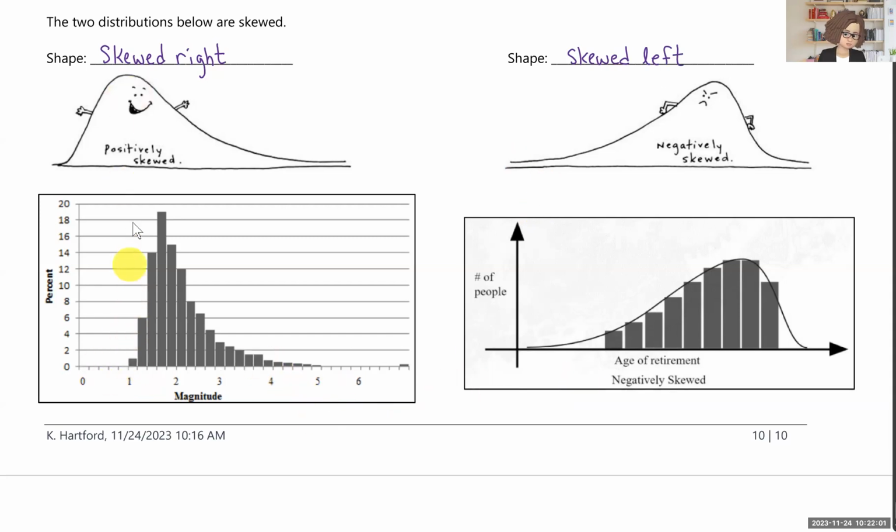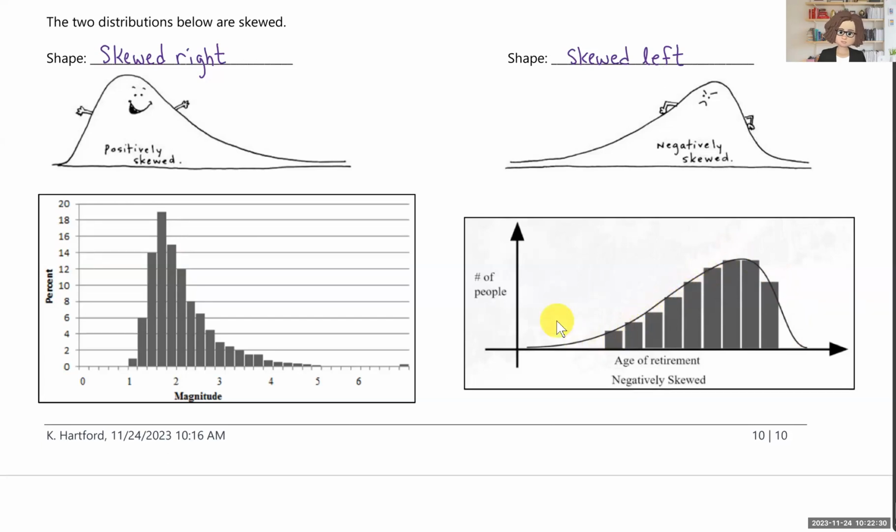So an example of a positively skewed graph would be earthquake magnitudes. So fortunately, most earthquakes are on the low end of the magnitude range, and fewer earthquakes as we have these higher magnitudes. And then my skewed left example, age of retirement. So most people would retire in their older years, and there would be younger people retiring, but not as many of them.